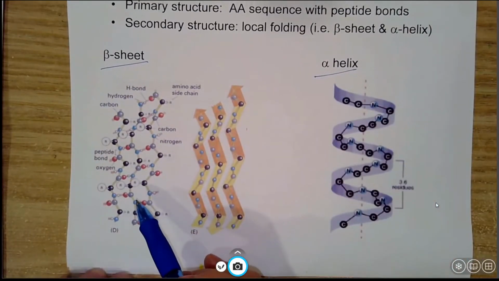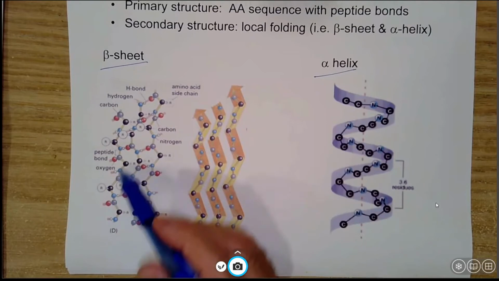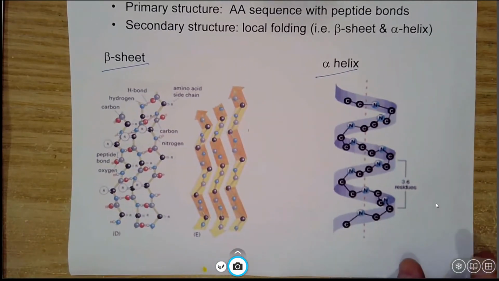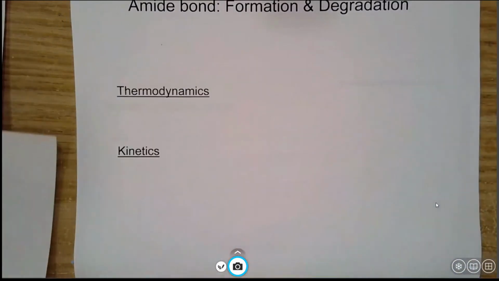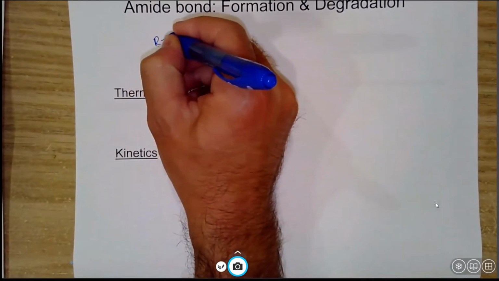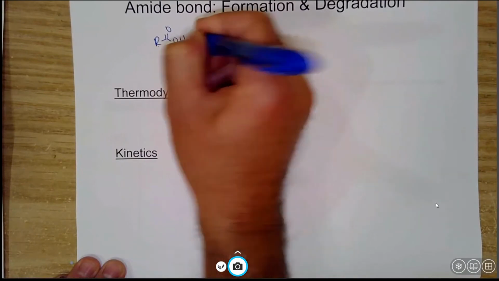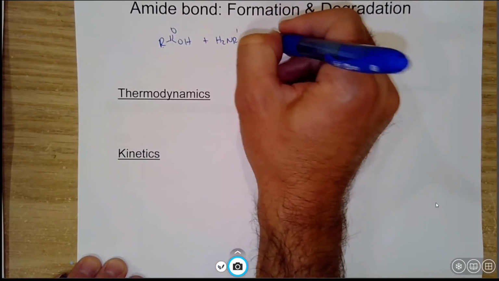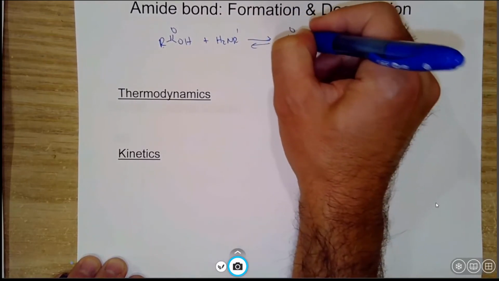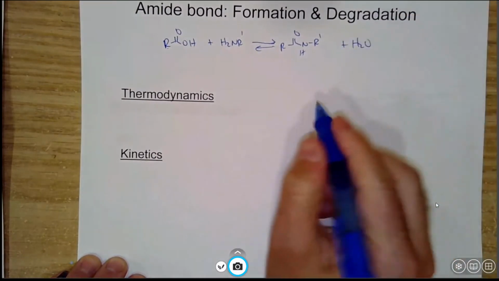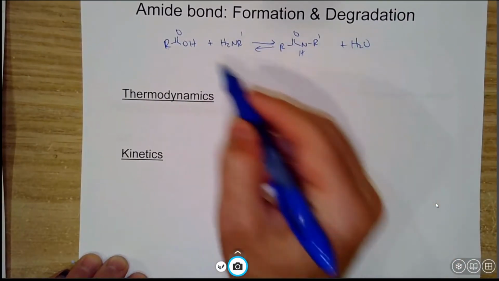These are really structures that are held together through hydrogen bond networks and are very, very stable structures. Okay, so let's take a look more closely at amide bond formation and degradation. So I've mentioned to you that the carboxylic acid and the amine are stable, and this is your desired reaction, amide bond. Okay, and in order to go from your amide bond, you've got to hydrolyze it.